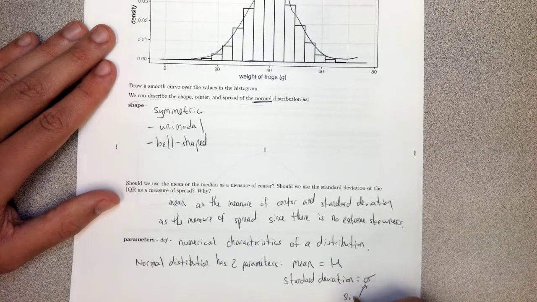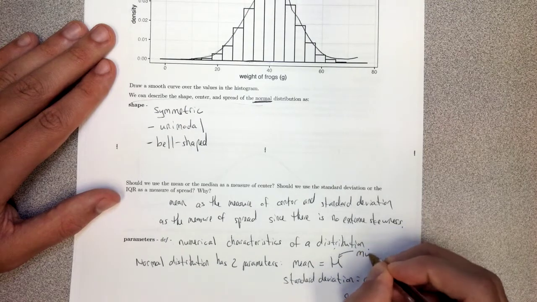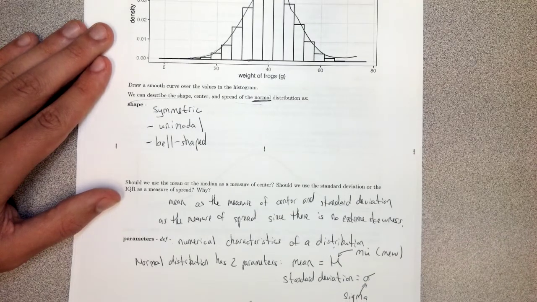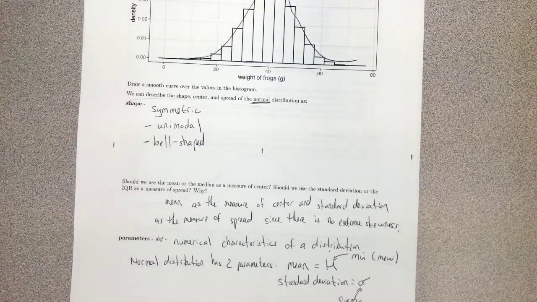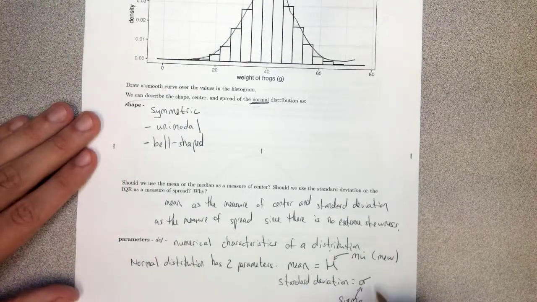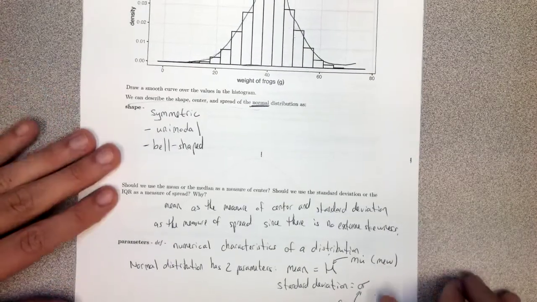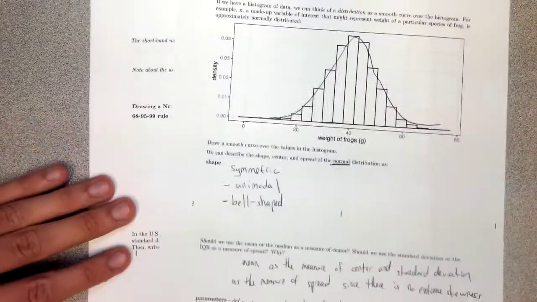I'll write out the pronunciations a little bit. So that's sigma, that's mu. And for all the Pokemon fans out there, the many, many, many of you, you say it just like the Pokemon, Mew. And so these are just numbers. The mean might be 50, the standard deviation might be 3. So these are two numbers that we could use to describe the normal distribution.